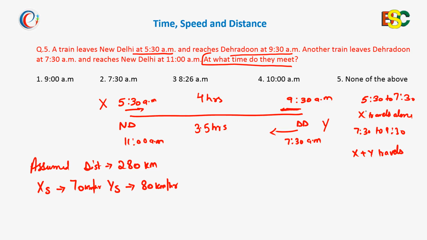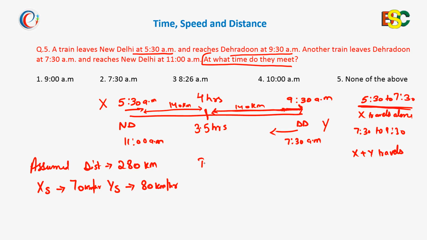Now from 5:30 to 7:30 X has covered half of the distance, that is 140 kilometer. Now the rest 140 kilometer will be covered by both X and Y, and we have to find the time at which, in the last 140 kilometer, they meet each other.